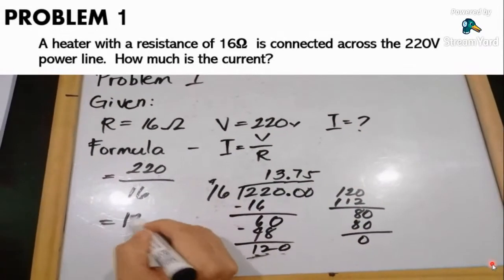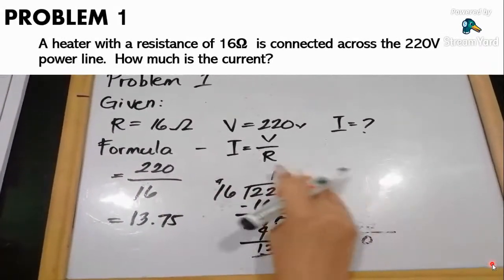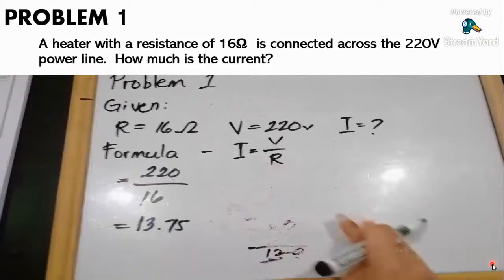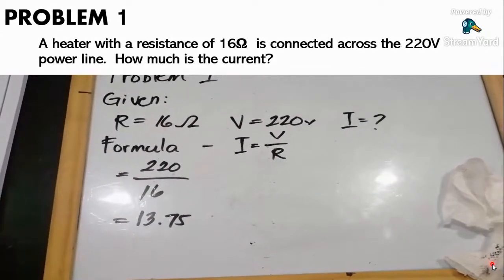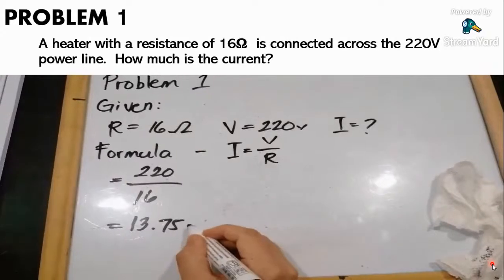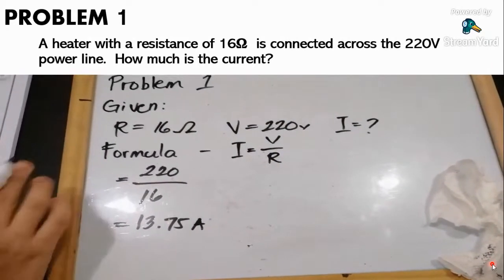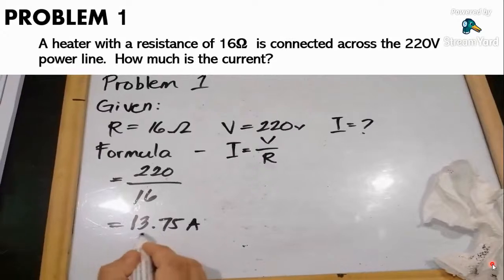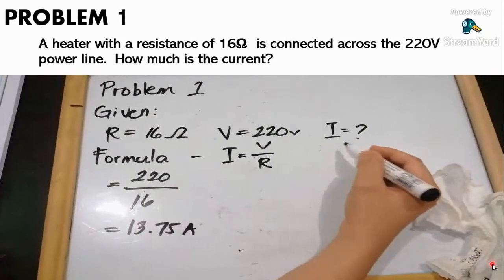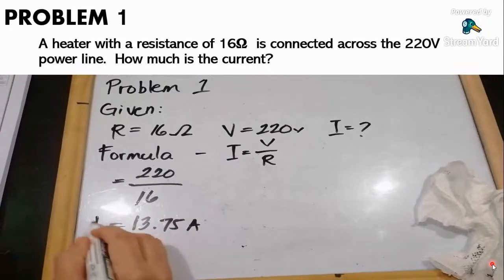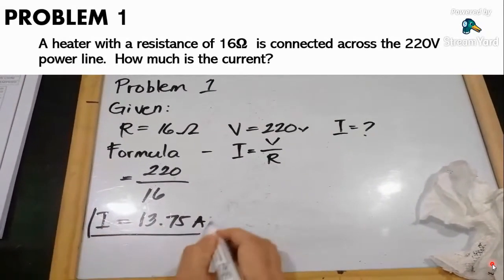So, you have 13.75. Ano ang symbol natin para sa current? So, ang symbol natin is A, or amperes. So, ang sagot natin sa problem na ito is 13.75 amperes. So, yun yung hinahanap nating current. Okay? So, lagay na natin yan. Current is equal to 13.75 amperes.